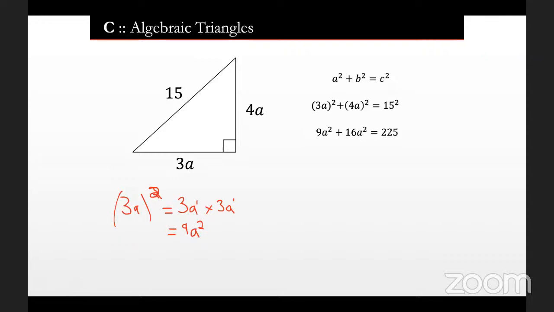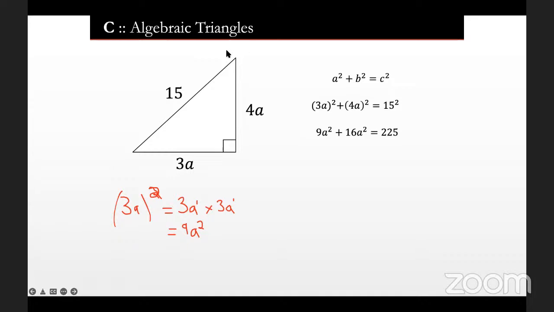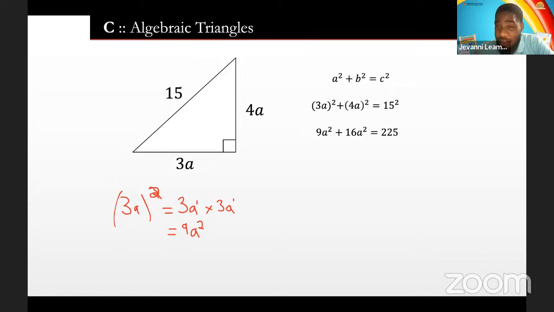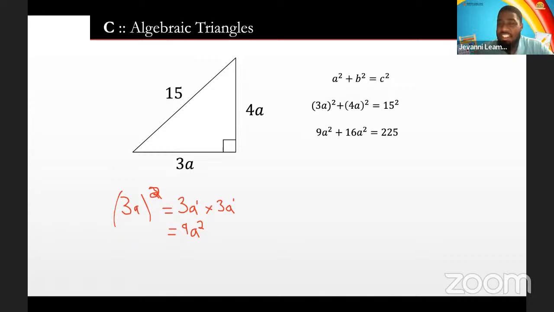Now, what would we do right now? What should we do to find the value of a? We have a squared. What is there to do? Can anyone tell me? So you can say 16 plus 9, and a squared plus a squared equals a to the 4th. A squared plus a squared, you sure? Yes, sir. Okay. Anyone else would like to chime in right now?